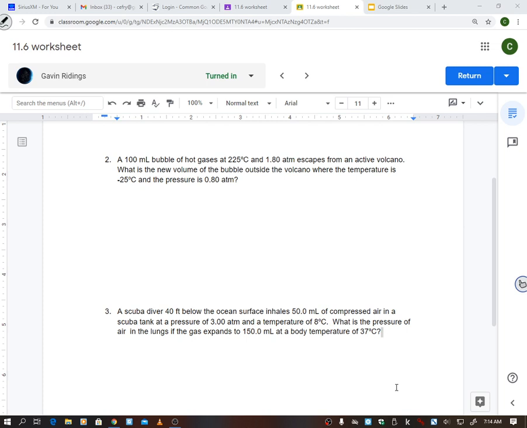All right, so real quick, number 2, a 100 milliliter bubble. As soon as I see milliliters, that's going to be a volume, and that's my initial volume of hot gases at 225 degrees Celsius. This is my T1, but I have to add 273 to that to put it into Kelvin. That's just what they have to do in chemistry. So that's 498 Kelvin. That's the number I'll use. And 1.8 atm, so there's my pressure.